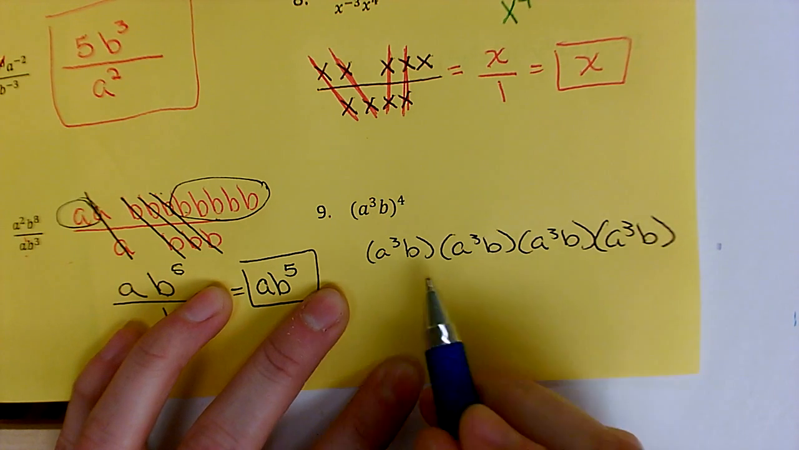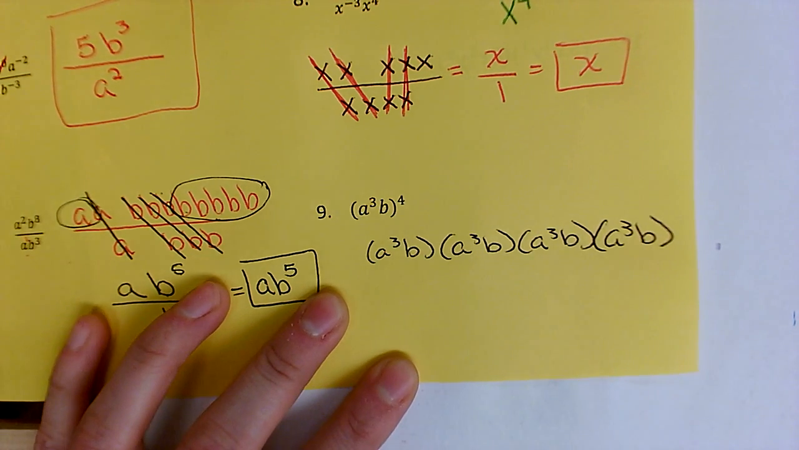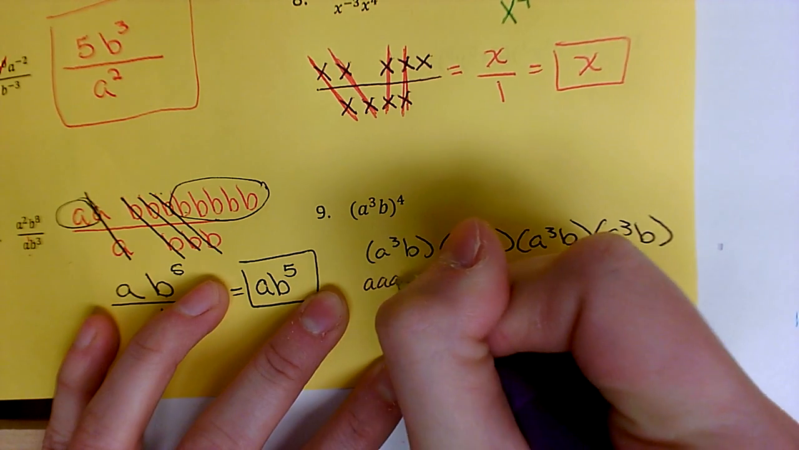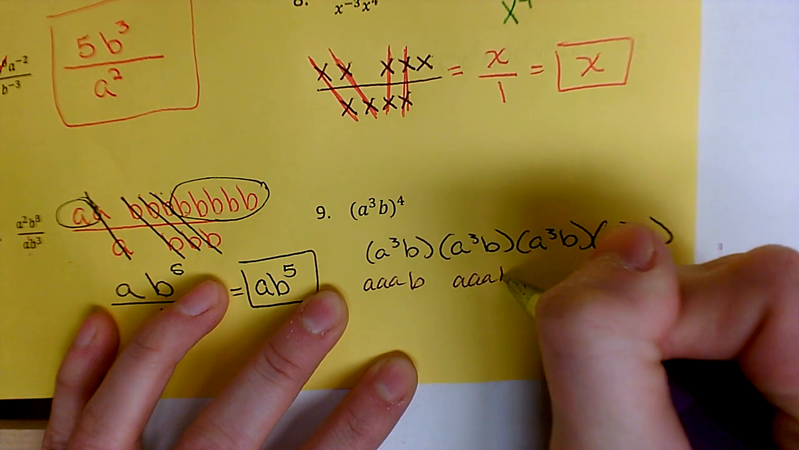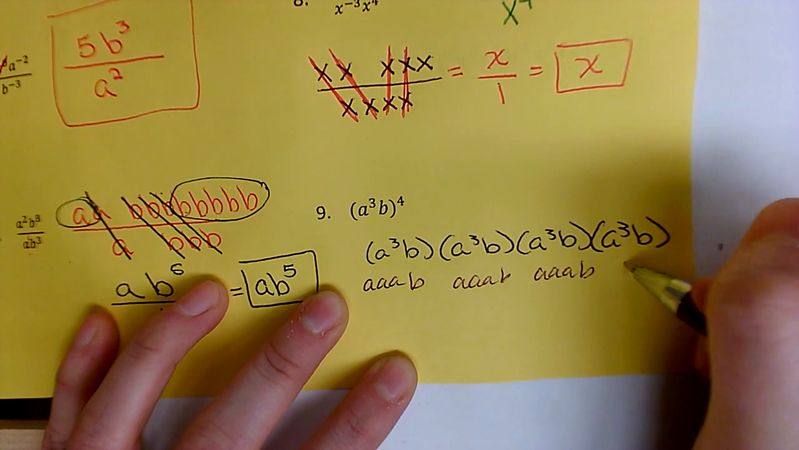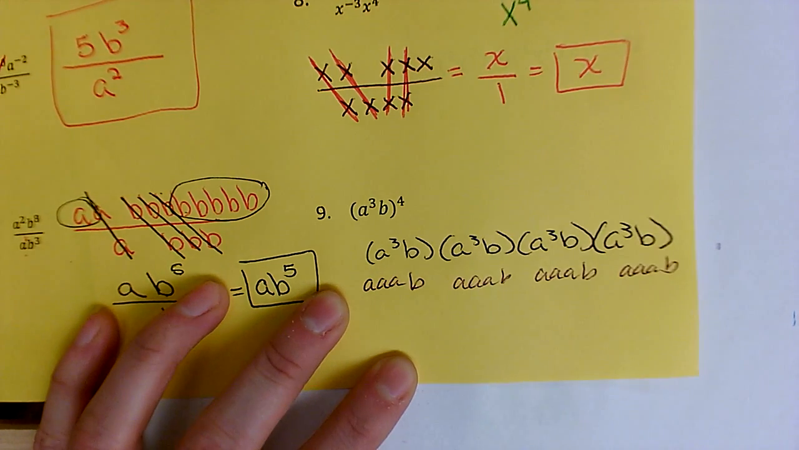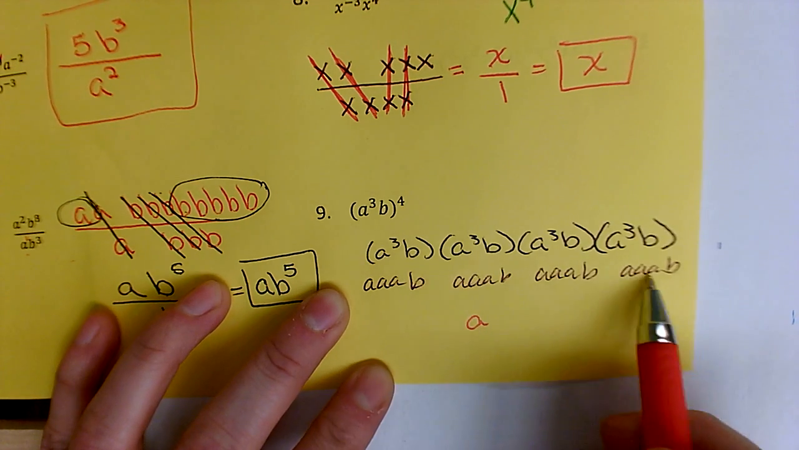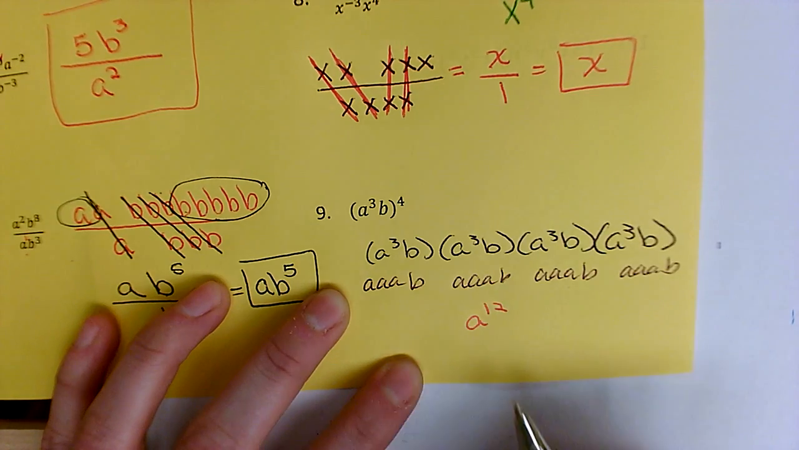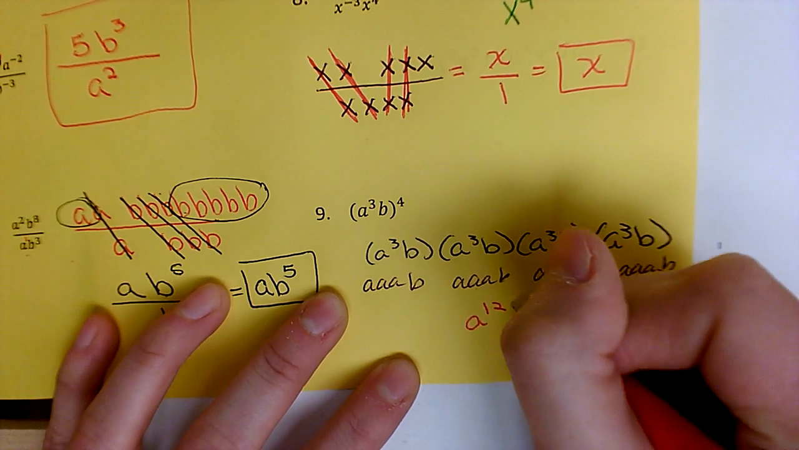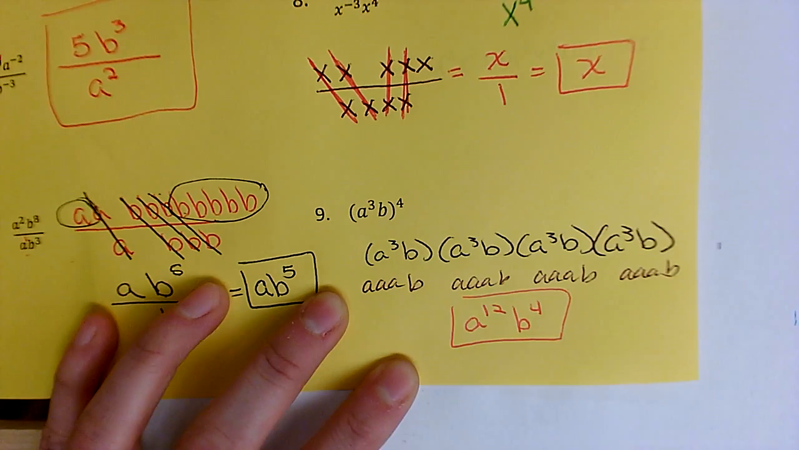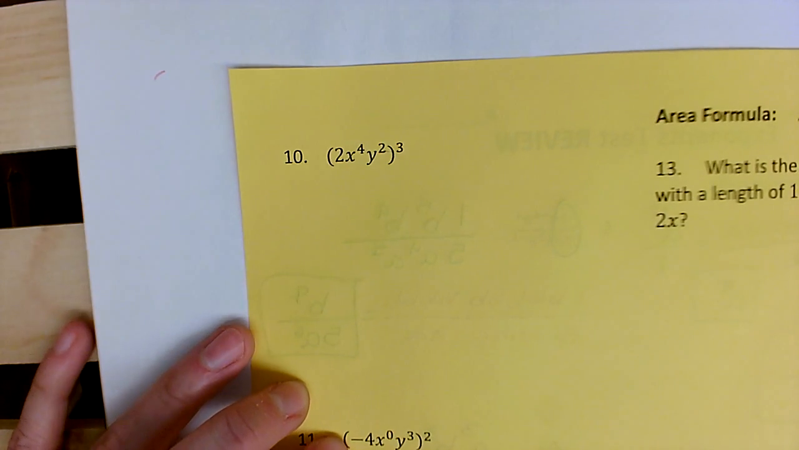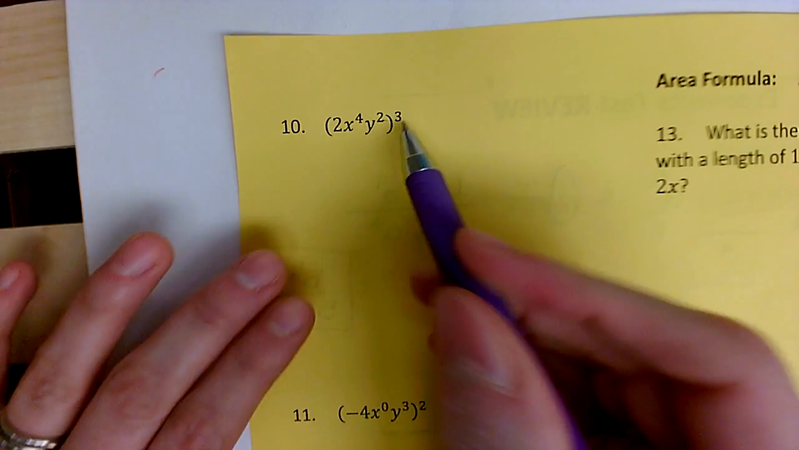Now I know that I've got repeating bases now, so I need to expand it some more. A cubed b, a cubed b, a cubed b, and a cubed b. So all I need to do now is count up how many a's I have. 3, 6, 9, 12, so a to the 12th power, and 1, 2, 3, 4 b's, so b to the 4th.